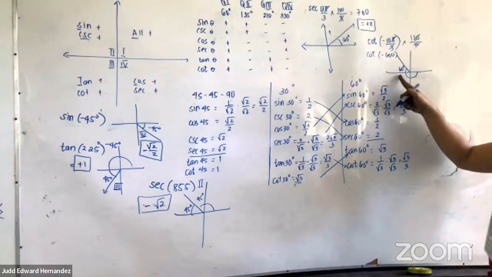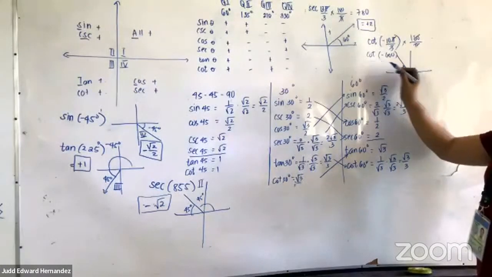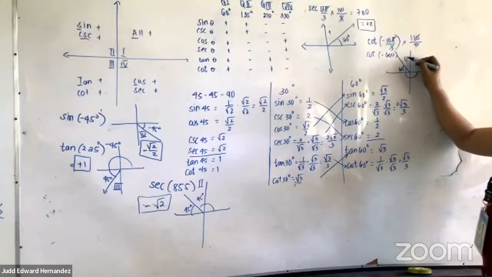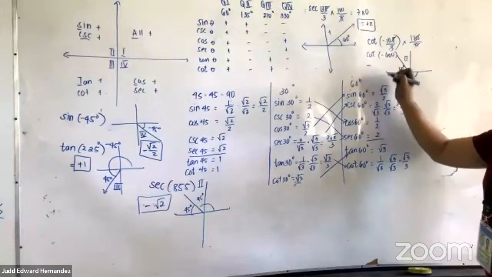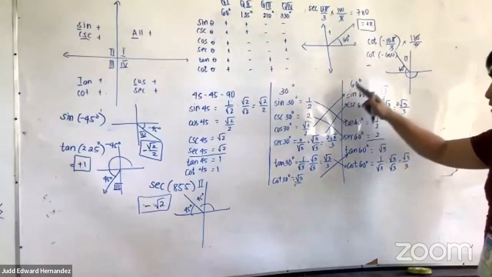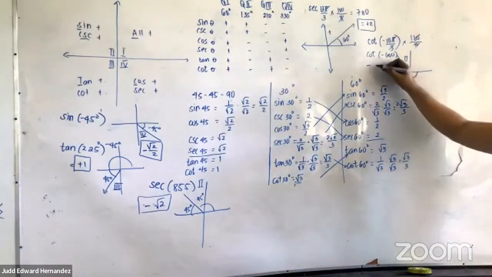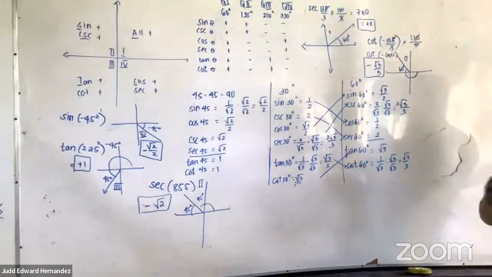Tama ba? Our reference angle is 60. Since cotangent yung kinukuha natin, nasa quadrant 2 siya, positive ba si cotangent sa quadrant 2? Hindi po. Therefore, this is negative. What is cotangent 60? Cotangent 60 is negative square root of 3 over 3. Do you have the same answer? Okay, and that is the correct answer.